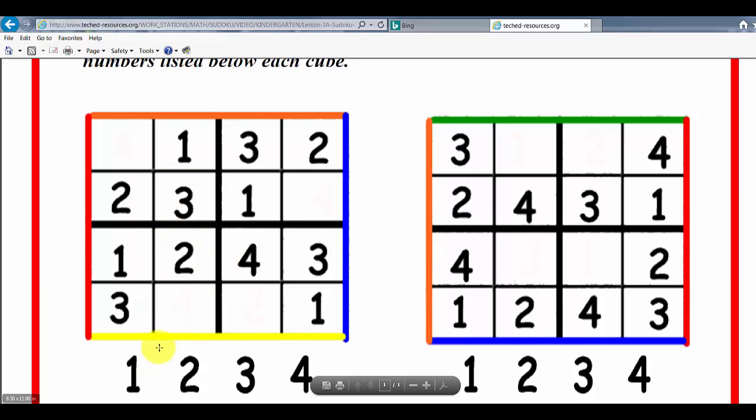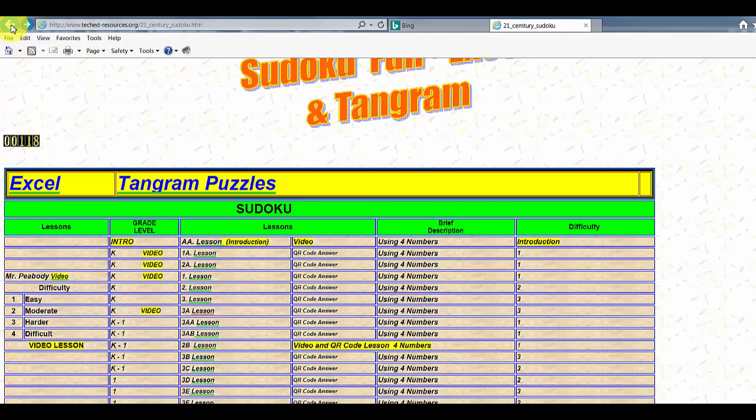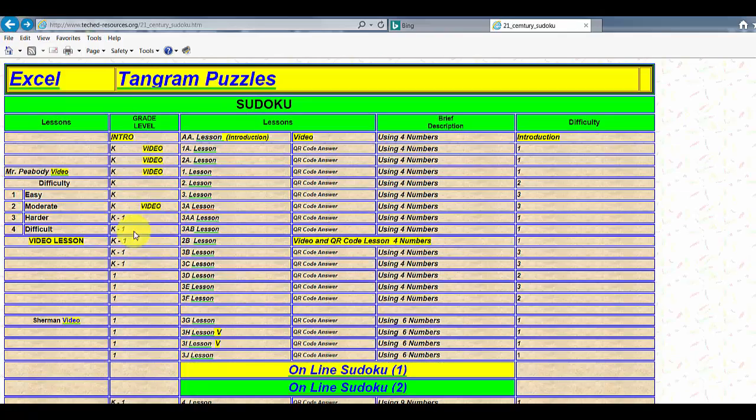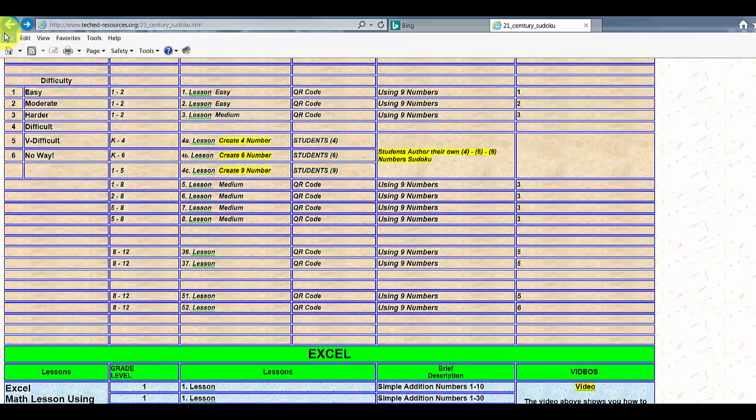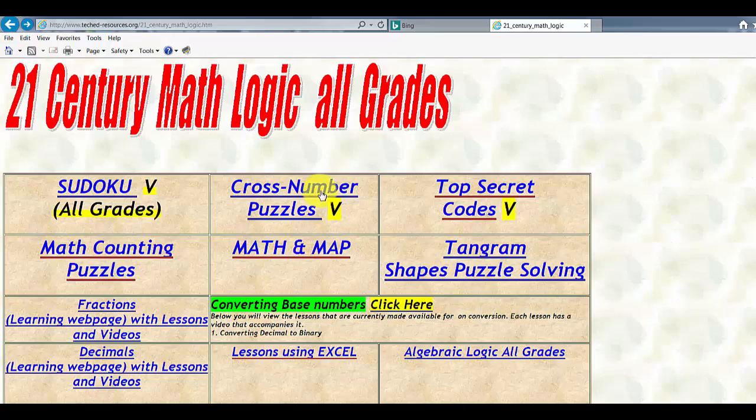So if we have the numbers 1, 2, and 3, what number is missing? Well, you can see it's the number 4. So it teaches the kids how to do that. And since this is differentiated, you'll notice we have grades and it becomes a little bit more sophisticated as we go on. Now, cross number puzzles.